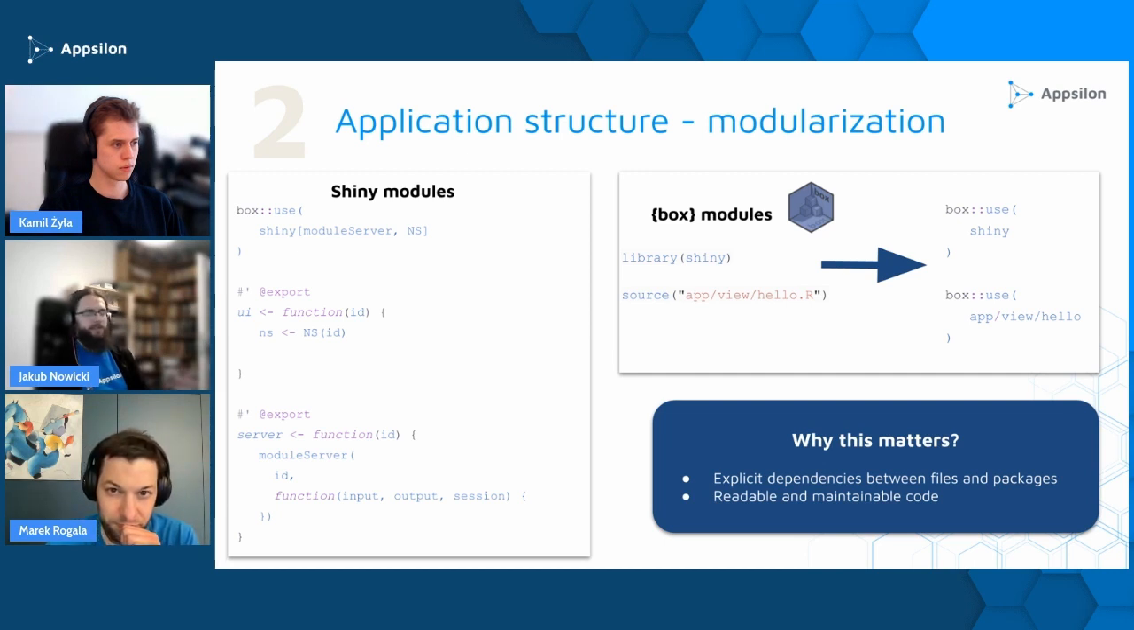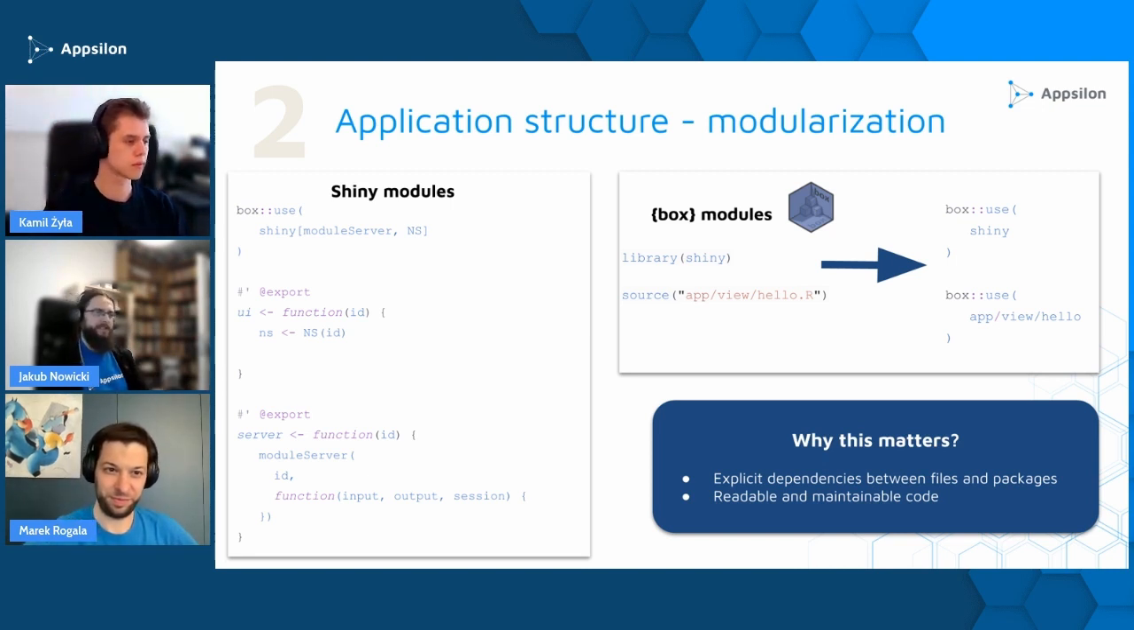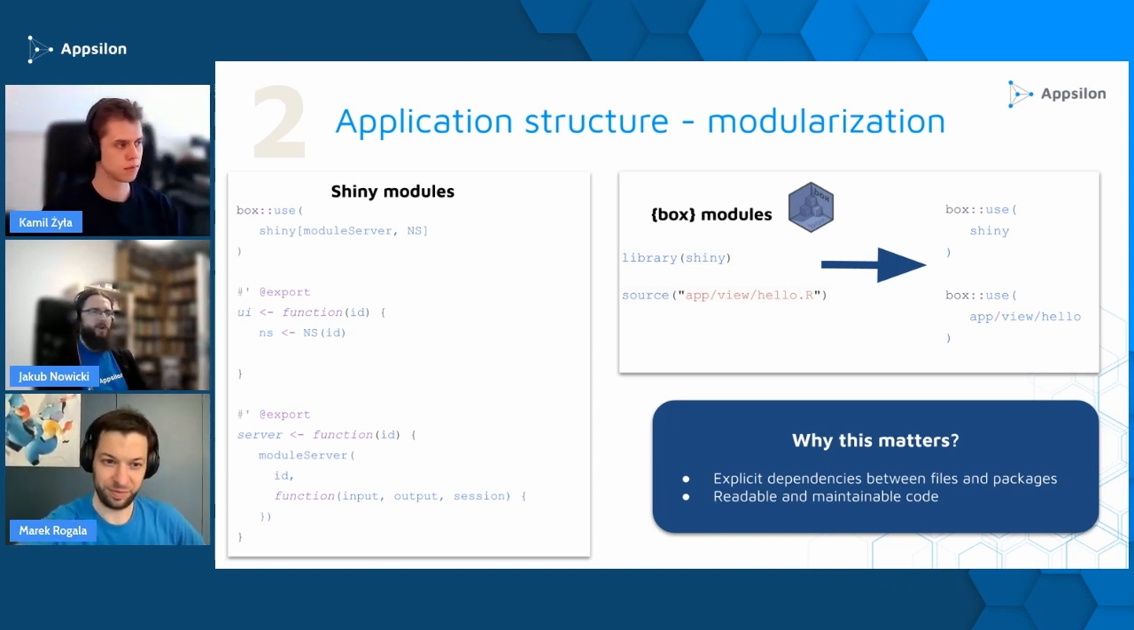In general, you can think about it as a micro R package, but without the whole overhead of creating a package itself. So in general, instead of this large mess, you get a very clear structure and very clear dependencies inside your application, which basically means that your code is much more readable and much easier to maintain.